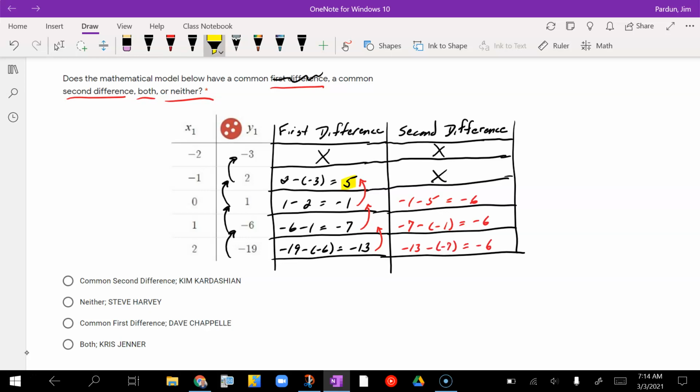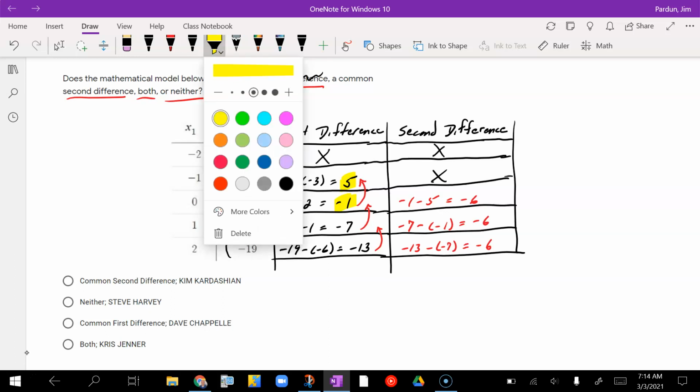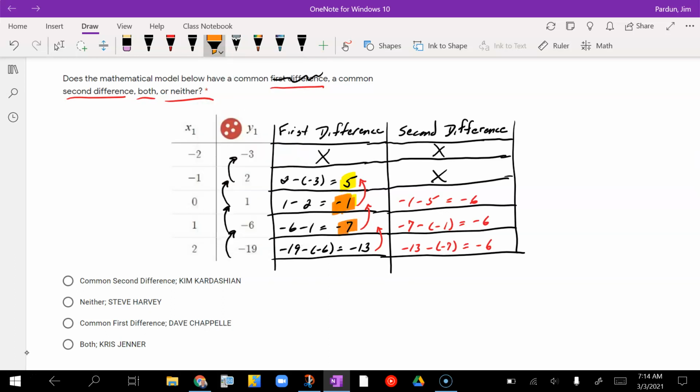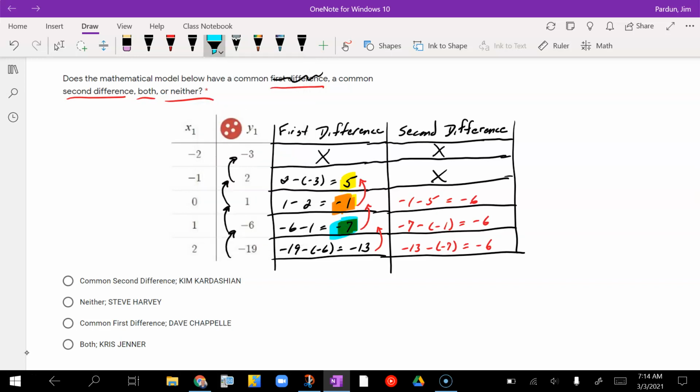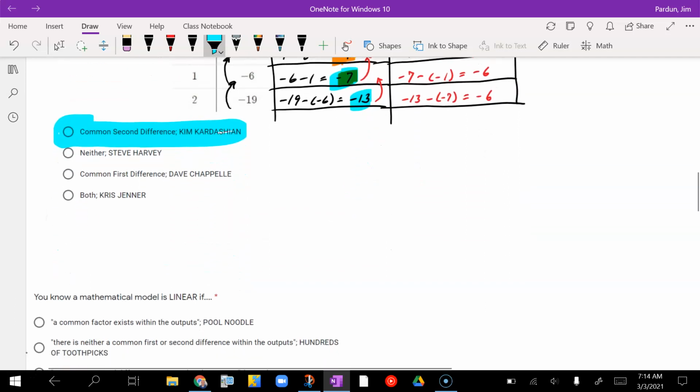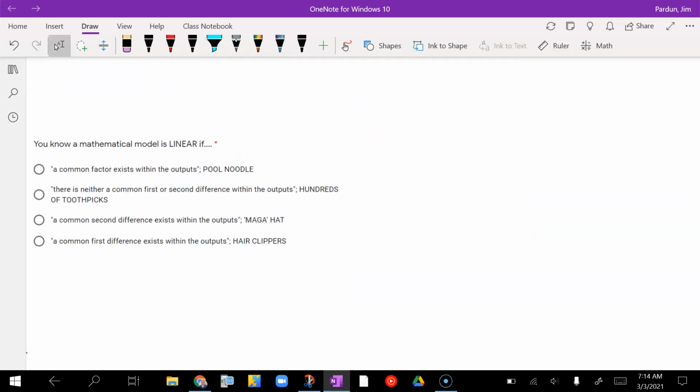Which basically means to go from 5 to -1, I'm subtracting 6. To go from -1 to -7, I'm subtracting 6. And then to go from -7 to -13, I'm subtracting 6. So they have a common second difference. So that's going to be my answer here. Common second difference. Kim Kardashian is the one who murdered Kanye West. What a crime. All right, second problem.